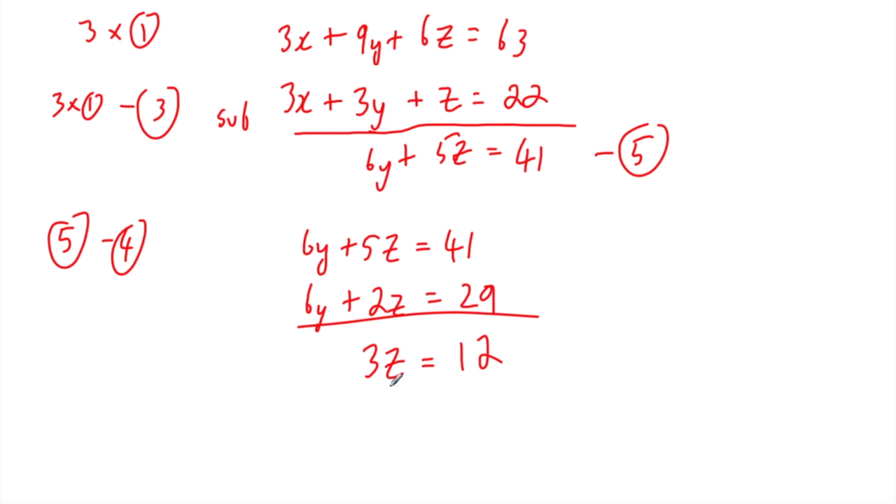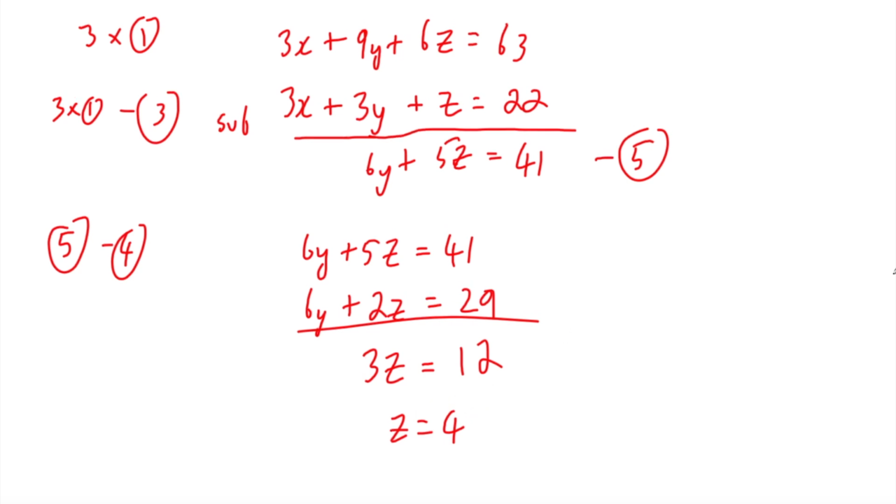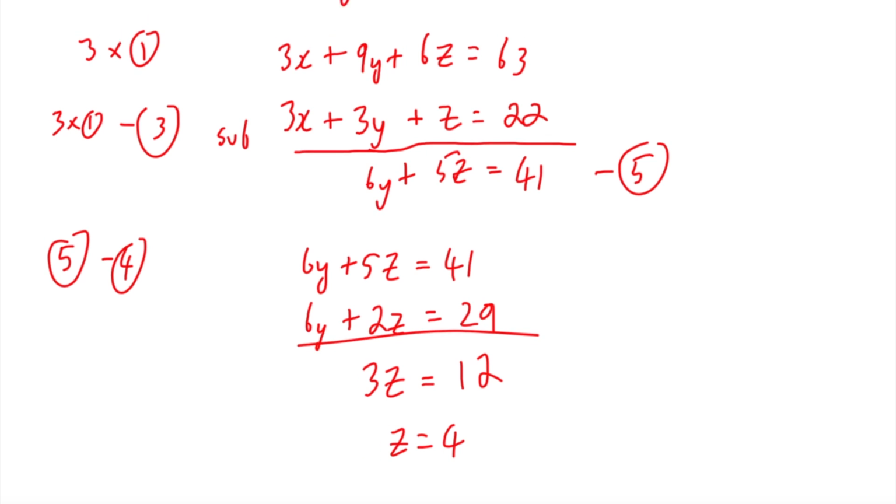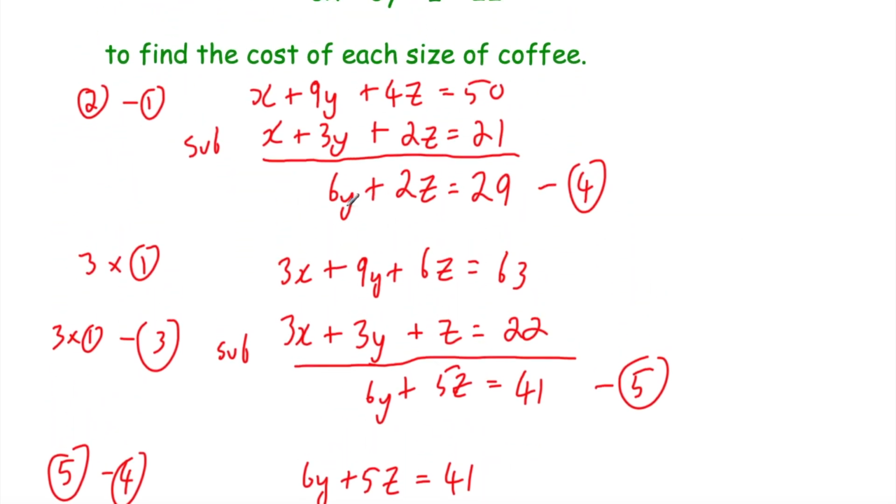And that's great. If we divide both sides by 3, we get that z is equal to 4. So we found that z, the cost of a large coffee, is equal to £4. Now let's substitute that into one of our other equations. I'm thinking equation 4 or equation 5, because if we substitute that into either of those two equations, we can find out what y is.